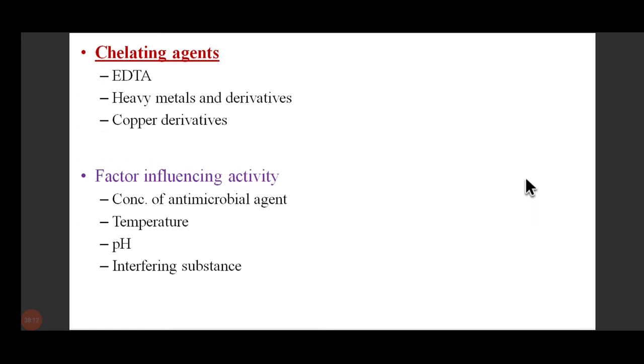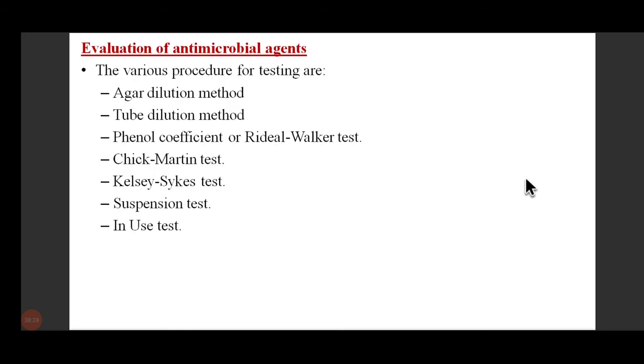Then we have chelating agents, EDTA, heavy metals and derivatives, copper derivatives. These particular compounds have a low spectrum of activity. Then factors, this we have already studied.